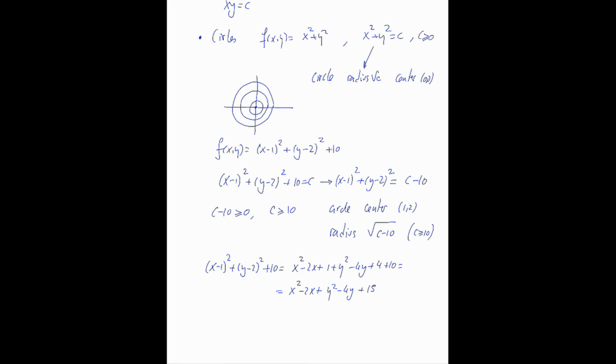It does not need to be written in this very simple way. It could be expanded, and we could have the function f of xy equal to this polynomial of degree 2 equal to c. It is the same function, so it has the same level curves.